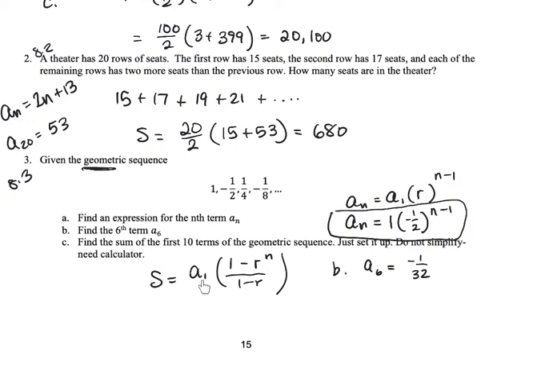The first term obviously is the first term. r is the common ratio. n is the number of terms that are being added. So if it wants the first 10 terms, then n would be 10. r is negative 1/2. So this one just says, set up the problem, do not simplify.